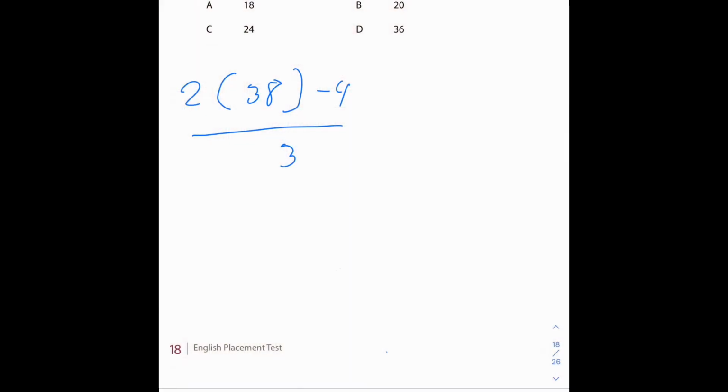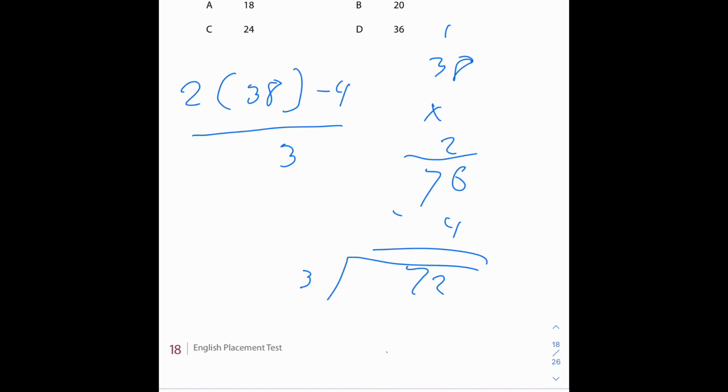That's it. Plugging back into what I'm supposed to have, we're going to get 2 multiplied by 38 minus 4 over 3. 2 multiplied by 38, we're going to write that down. 2 by 8, 16. 2 by 3, that is 6, plus 1, you get 7. Minus 4, that is 72. And then you divide that by 3. We don't need to do a long division here. We're just going to get 24. That is the final answer.